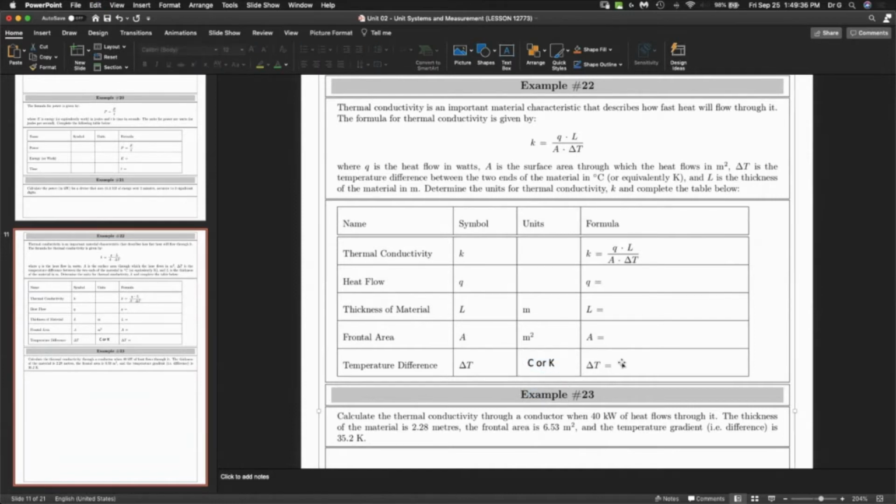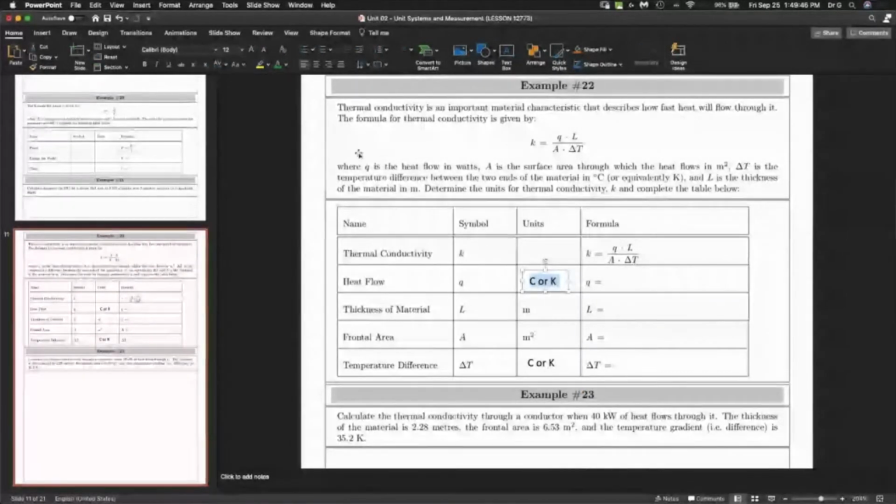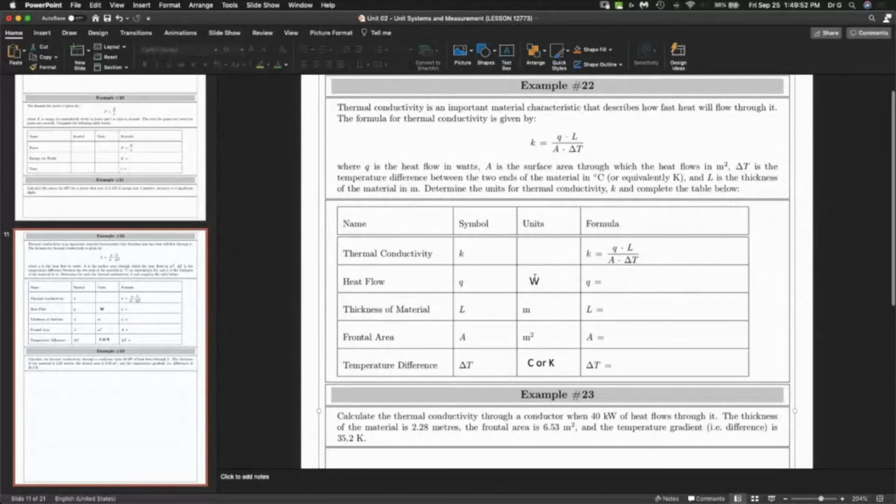Okay. Now, what is the formula for heat flow? Just look for it in the question, because basically you're just being a scavenger right now in the question. Heat flow is right here. Watts. W is watts. So that's pretty much it. The only one that's missing is this one.